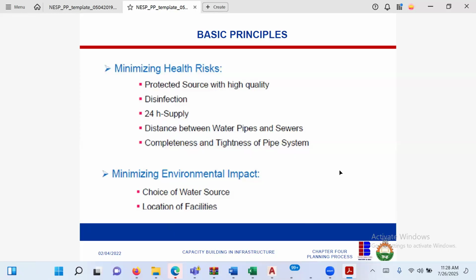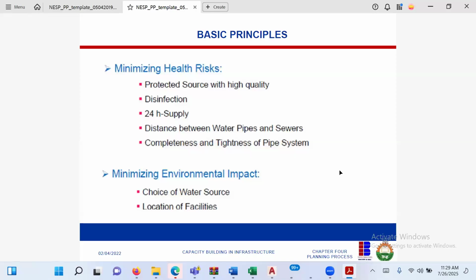You also try to minimize risk by following the following advice. Make sure your source is protected. I can't overemphasize protecting your source. Make sure it's away from mining activities, away from sewage activities, away from all kinds of contamination, anthropogenic contamination. Then disinfection. Then ensure 24-hour supply.